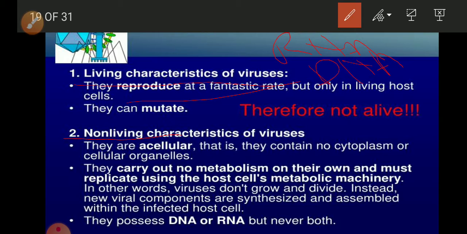They can cause lots of diseases, and they are intracellular obligate parasites. They get destroyed by ultraviolet rays also. If we talk about non-living characteristics, they are acellular, they contain no cytoplasm, no cellular organelles, so they carry out no metabolic activities on their own, and must replicate using host cells for their metabolic activities. They do not respire, and they do not grow and divide in the absence of the host. They possess DNA or RNA, but never both. They can have just DNA or just RNA.